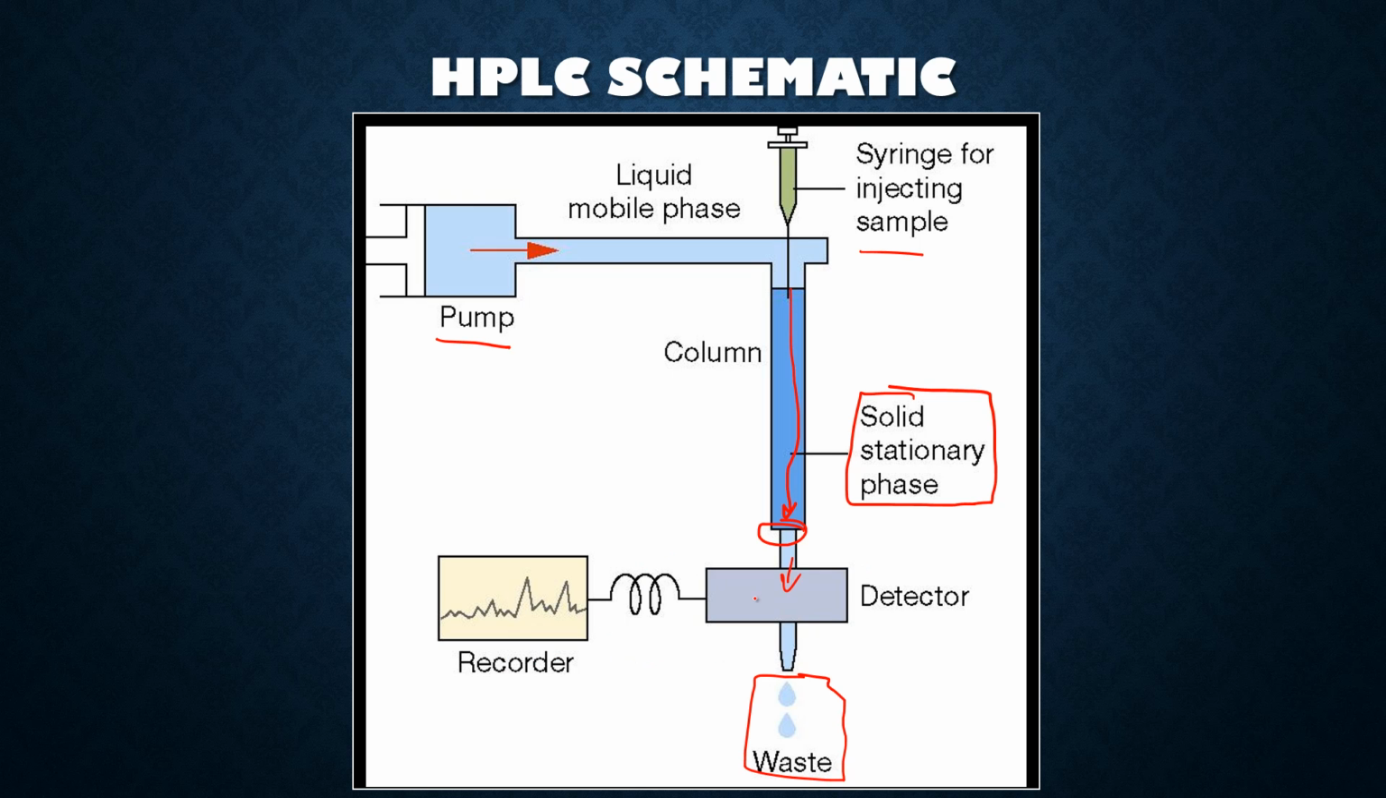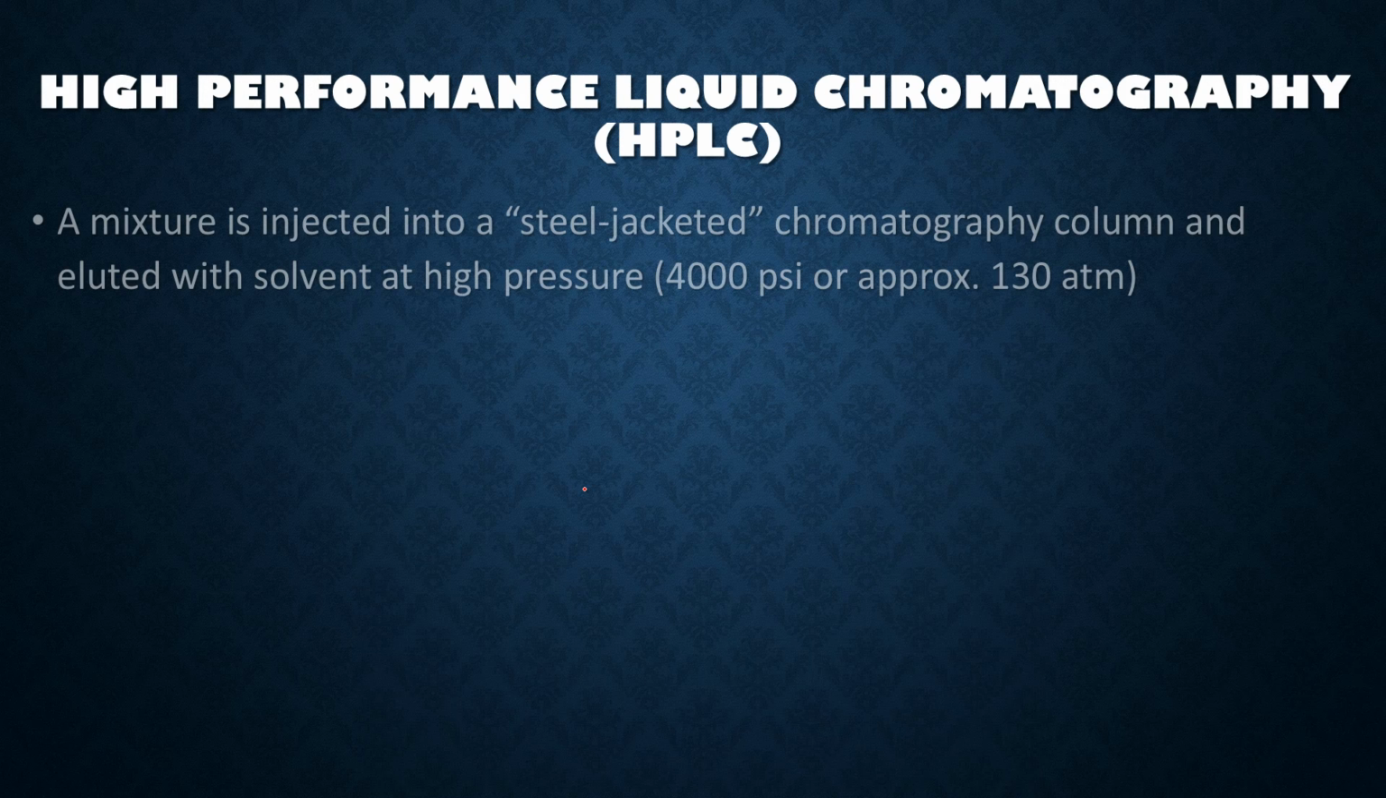As well as that, the detector sends that signal to a recorder, and you can actually view the components in a chromatogram. So with high performance liquid chromatography, a mixture is injected into a steel-jacketed chromatography column and eluted with a solvent at high pressure. Now this is often 4000 psi, which is approximately 130 atmospheres.